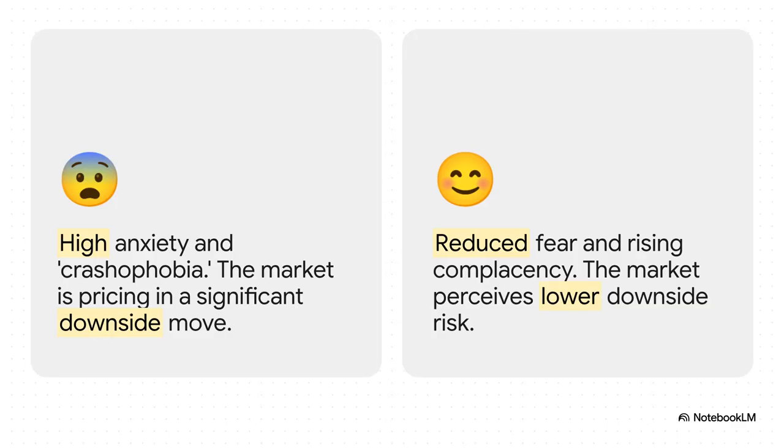When you see a really steep smirk, that means anxiety is high. The market is paying up big time for that downside protection. On the flip side, when the smirk starts to flatten out, it means that fear is fading. This could be a sign of rising complacency or maybe even growing bullishness.